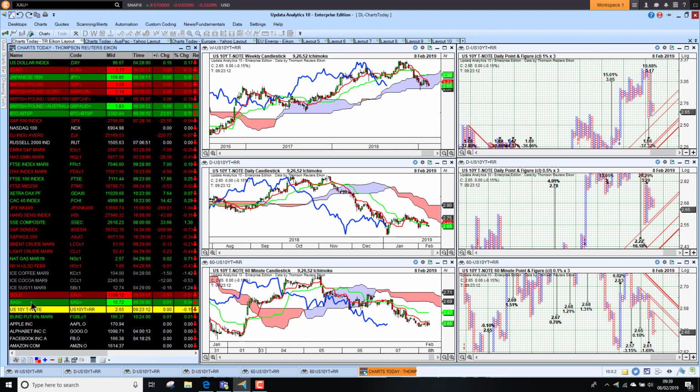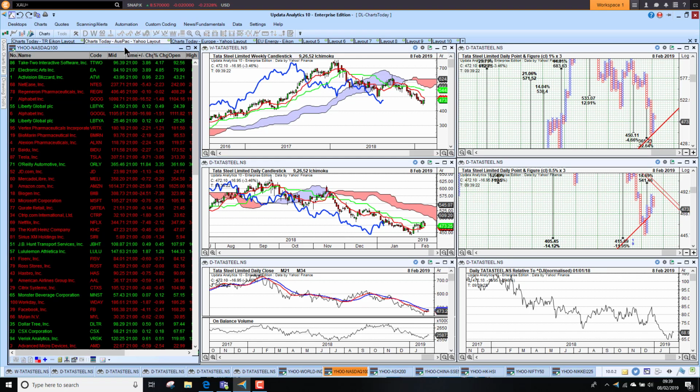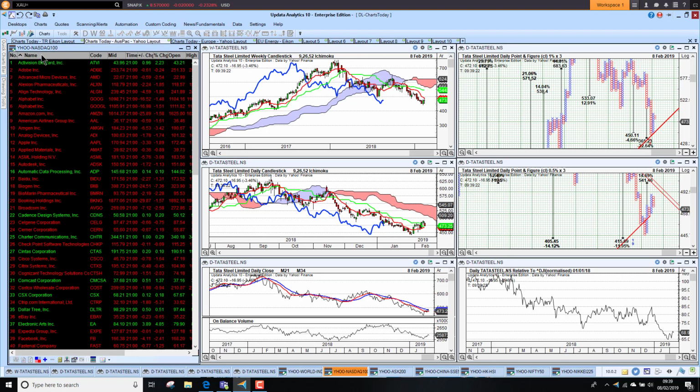US 10-year yields sitting steady at around 2.65%, so still bearish on the yield there. The picture really has changed quite dramatically in the last few months. Taking a look at the individual stocks, if we look at the Nasdaq, we just look at the bellwethers.